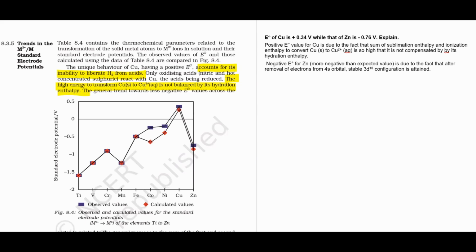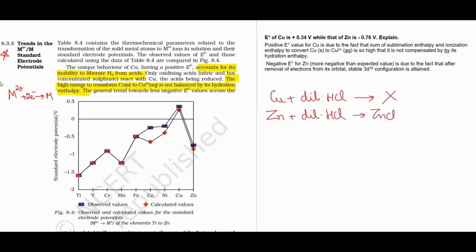Now, trends in the M2+ to metal standard electrode potentials, that is standard electrode potential of the metal M2+ plus 2 electrons converting to M. So in this, the important point is the highlighted point. Why does copper not react with dilute mineral acids to liberate hydrogen gas, whereas zinc and other electropositive metals can react with dilute HCl to liberate hydrogen gas? What is the reason for this?